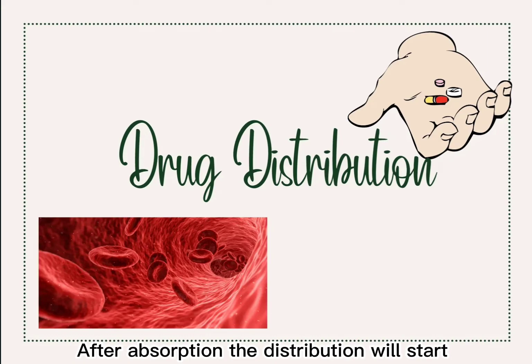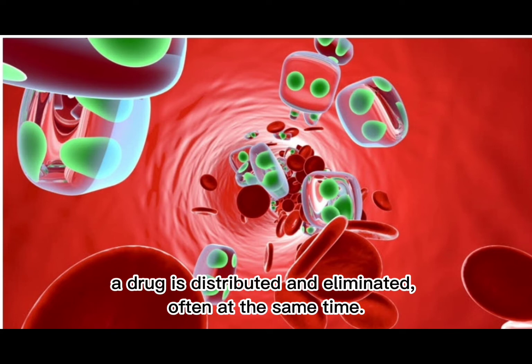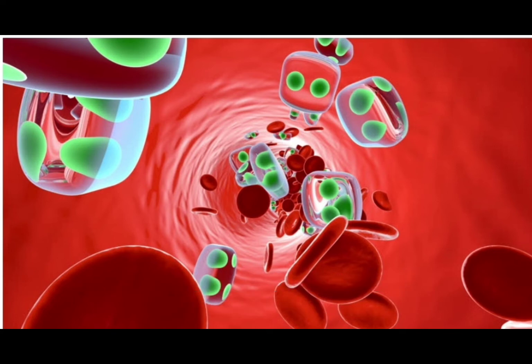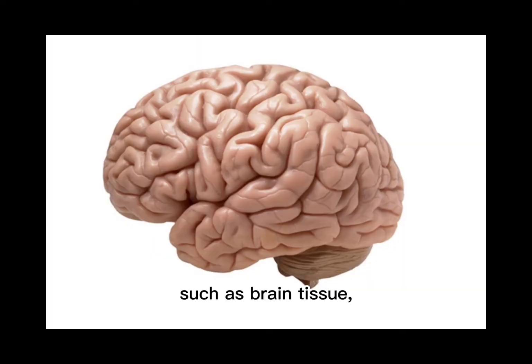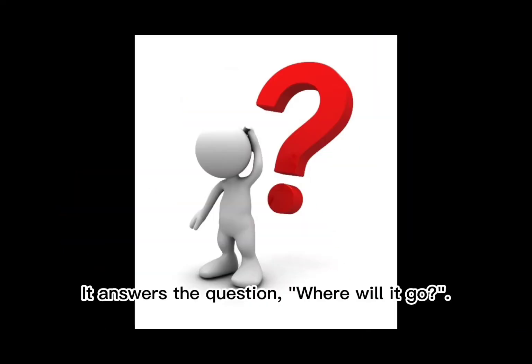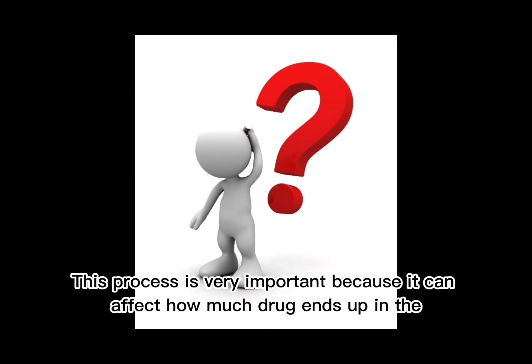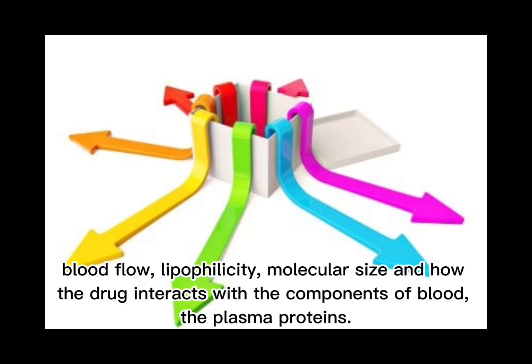The distribution will start after entering the systemic circulation. A drug is distributed and eliminated, often at the same time. Distribution is the journey of the drug through the bloodstream to various tissues of the body, such as brain tissue, fat and muscle. It answers the question, where will it go? This process is very important because it can affect how much drug ends up in the active sites, and thus drug efficacy and toxicity. Many factors could affect the process of distribution, like blood flow, lipophilicity, molecular size, and how the drug interacts with the components of blood, the plasma proteins.